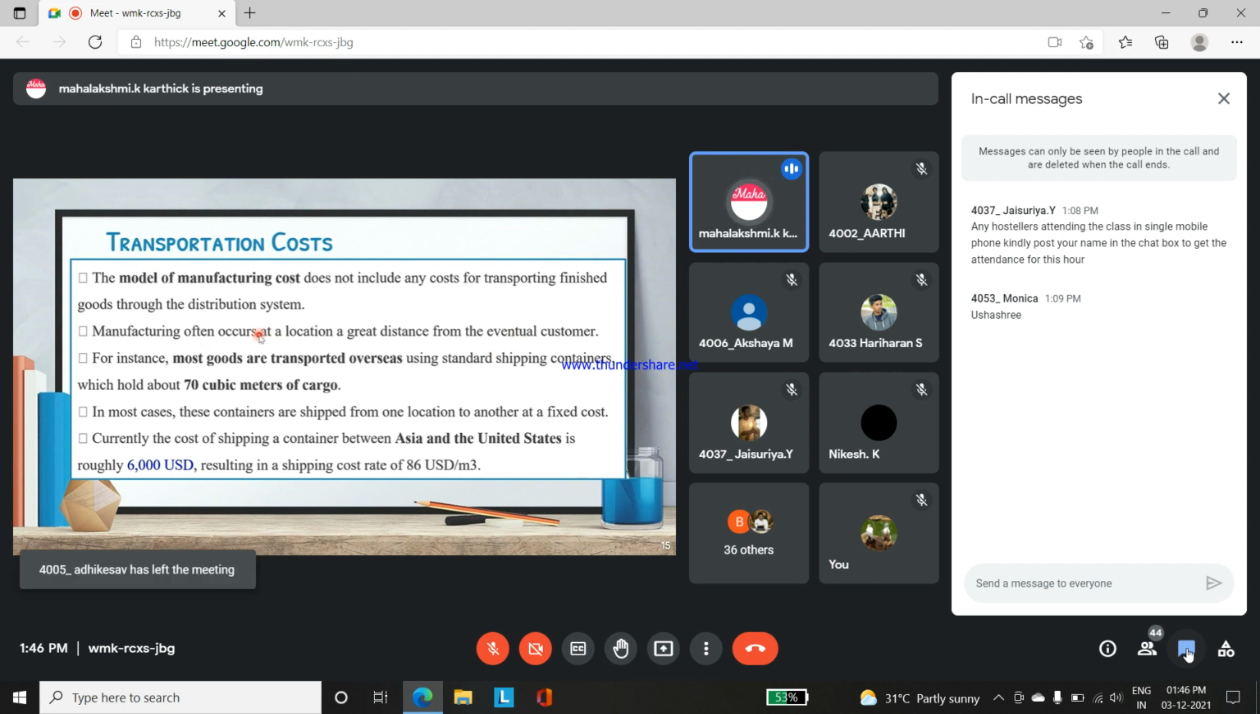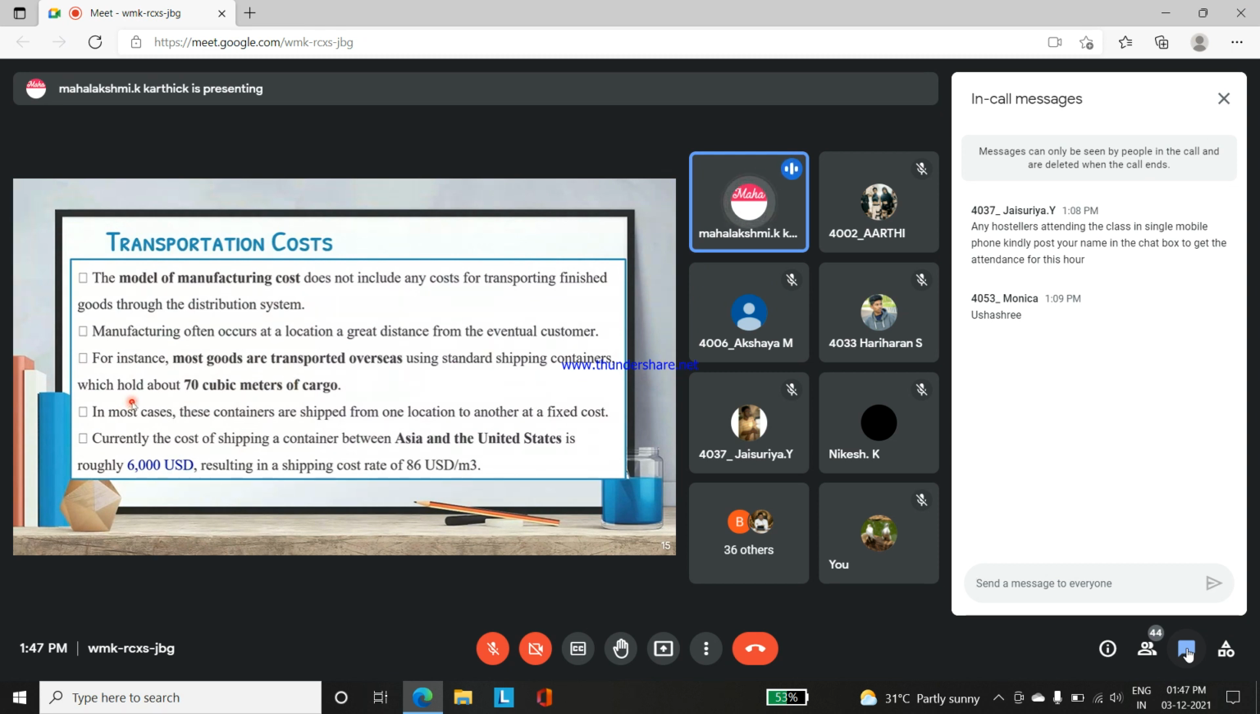So try to understand. Why we have to understand this transportation cost is that goods you create are transported overseas. Most of the products are through overseas transportation. Shipping goes mostly by water transport. Products move from one country to another through standard shipping containers.